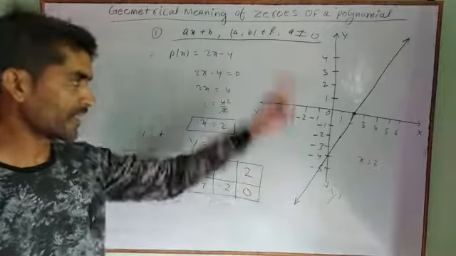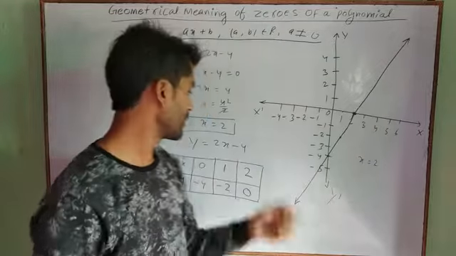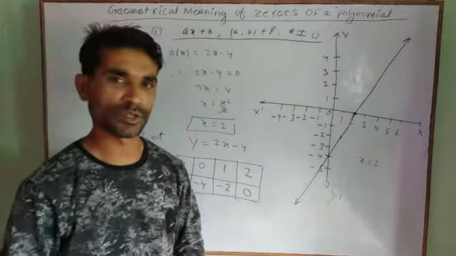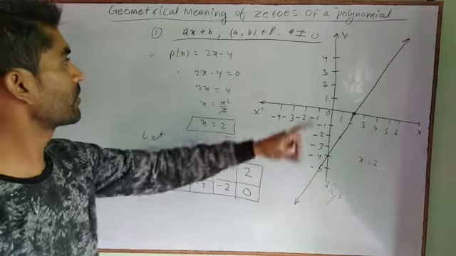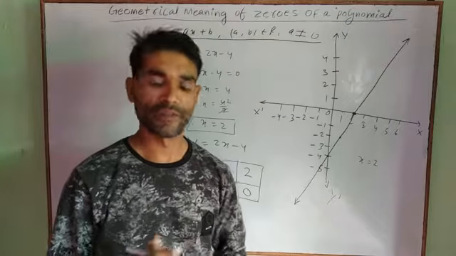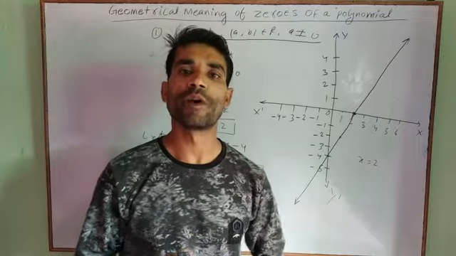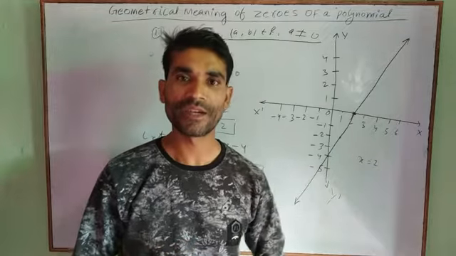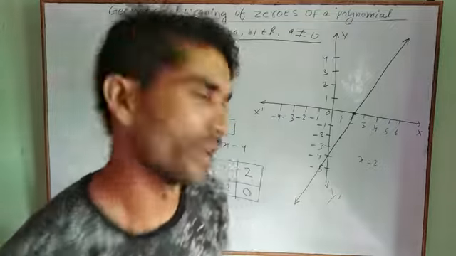So where the straight line will intersect the x-axis, that is the solution of this equation, or that is the zero of this equation. So what we observe from this graph is the graph of a linear polynomial is always a straight line. Whenever you draw the graph of a linear polynomial, that graph will always be a straight line. Okay, hope you understand. Now we'll move forward and we'll discuss the quadratic polynomial.